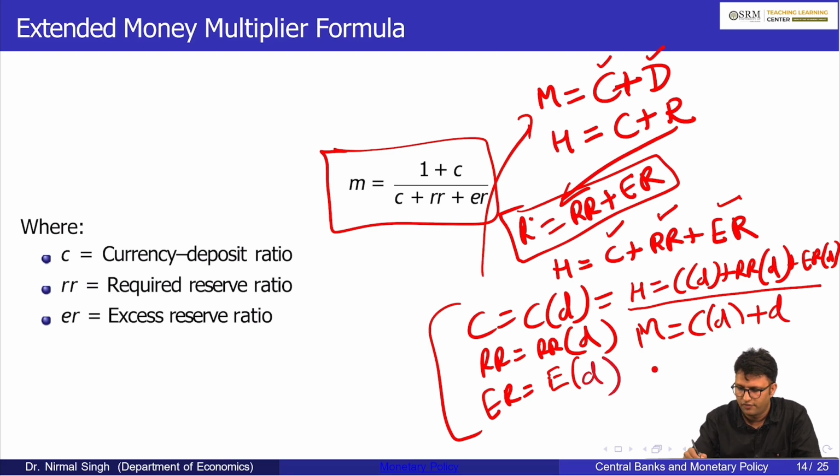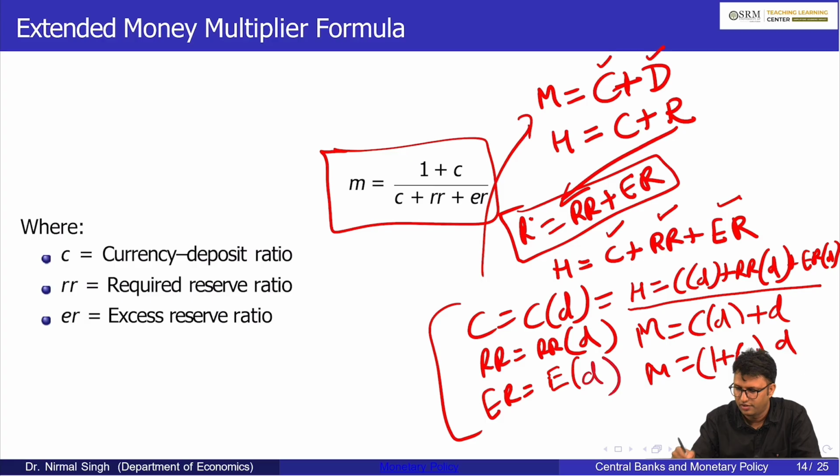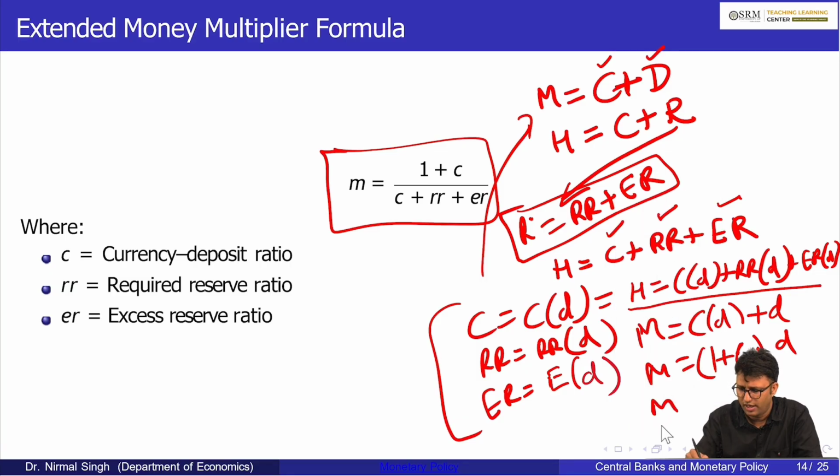So now further, M is equal to 1 plus C into D. So if the money multiplier formula is M upon H, so we know what is M. M is equal to 1 plus C into D upon what is H. H is here: C into D plus RR into D plus ER into D. So this is the thing.